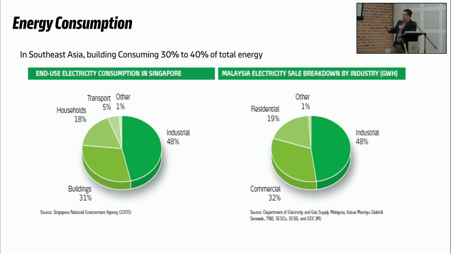Let's compare Singapore and Malaysia. In Singapore, we are both the same. Industrial, both occupying 48% of total energy consumption, whereas the rest, buildings, is about 50%. Commercial, residential, household, and buildings, more or less the same. It is occupying half of the chart from there.